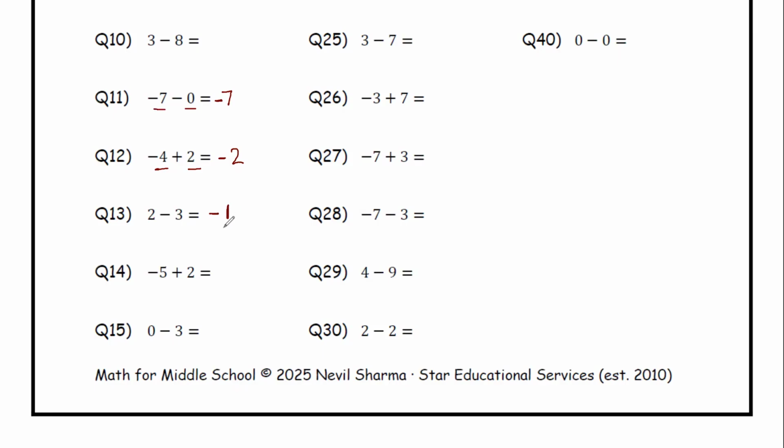Difference, sign of the bigger number. Out here, 0 and 3, one is positive, one is negative. We'll take the difference, and the sign of the bigger number.